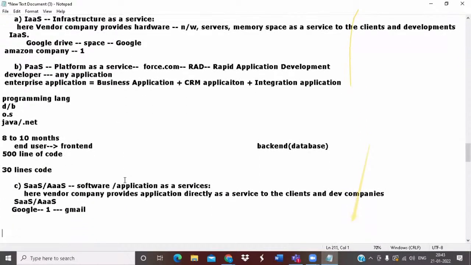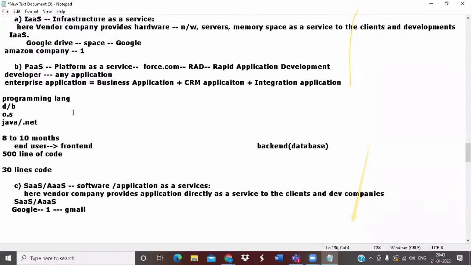Yes, sir. The email application is developed by Google, automatically updated by Google, and installed by Google. Everything will be taken care of by Google. They designed this application and gave it as a service to all of us. We are directly using this application. This kind of service we can call software as a service or application as a service.